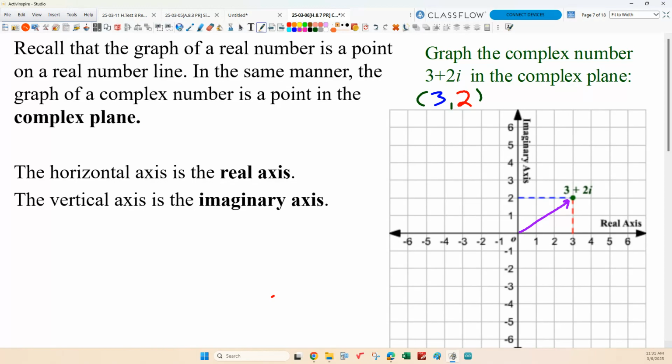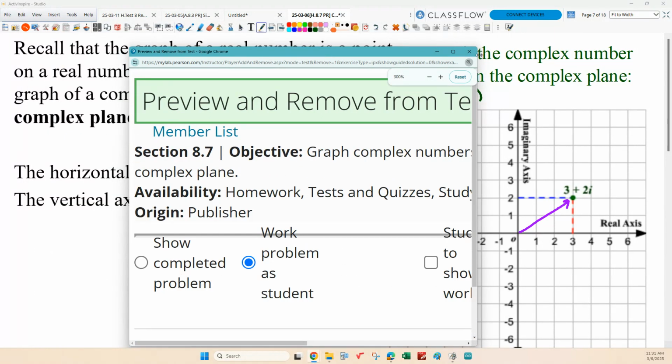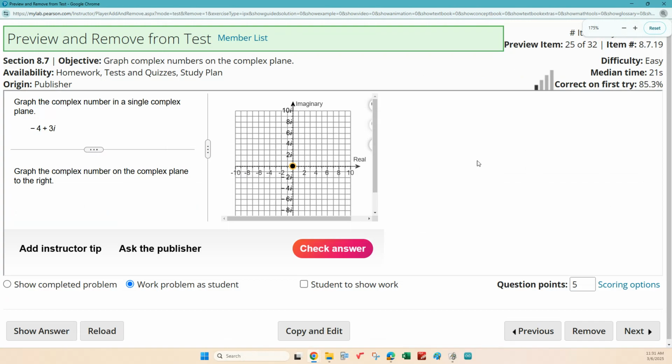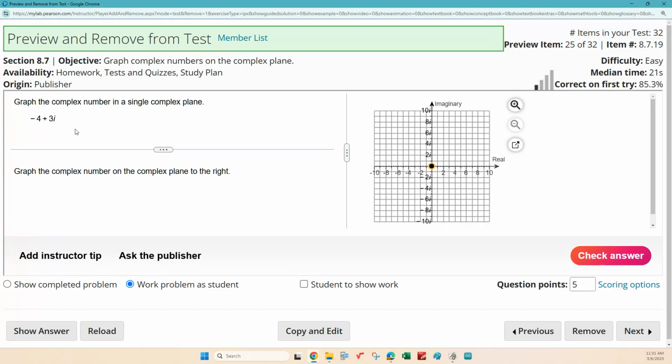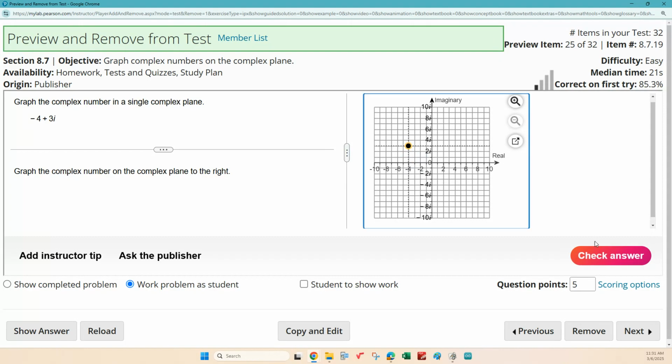Okay, let's practice a couple of these. These are super simple, but I just want you to get a little practice using these things. So what if, for example, you get a problem like this on the homework or the test. They want you to graph the complex number -4 plus 3i in the complex plane. Well, where would I put that point? So I go left 4 and up 3. There you go. It's that simple, right?